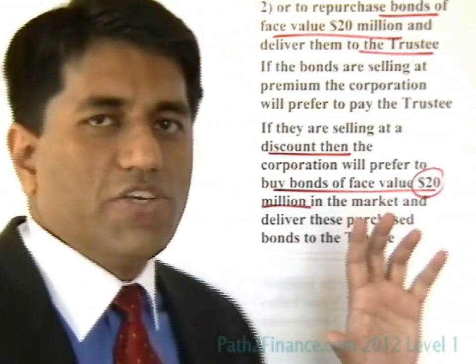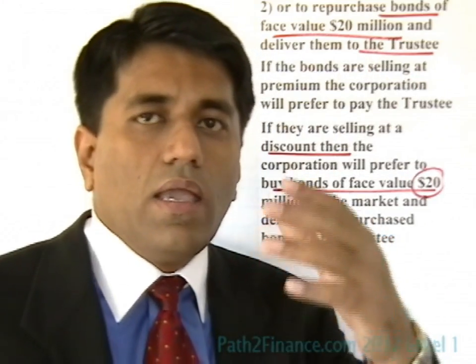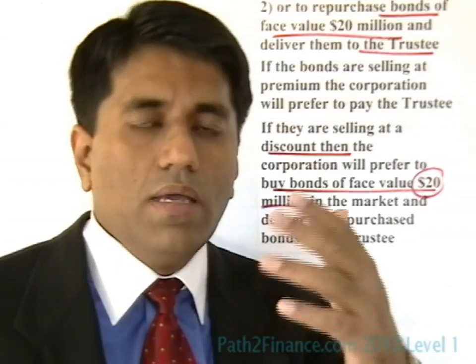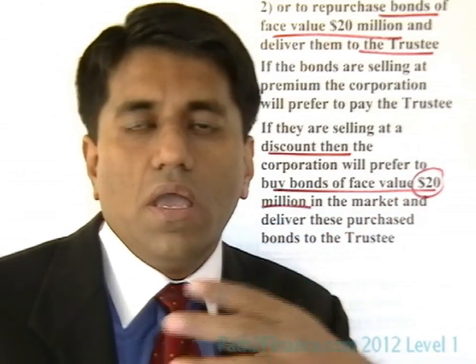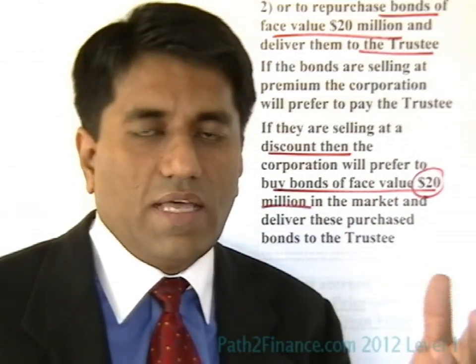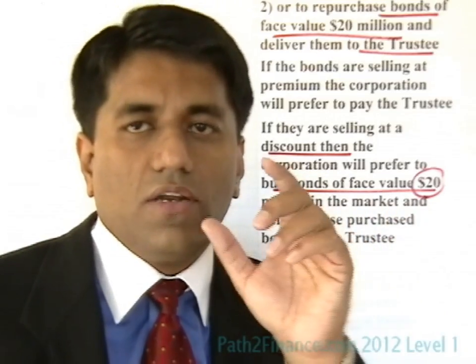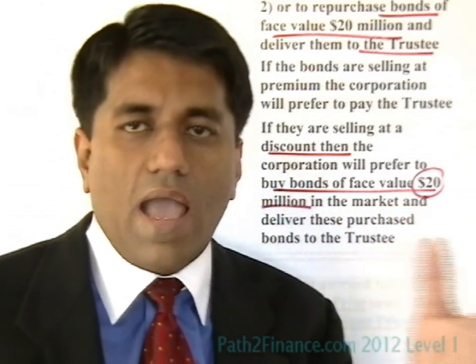In the first situation, where the firm paid the trustee 20 million, as the bonds were at premium, nobody would be willing to sell them to the trustee at par. So what the trustee does in that situation is randomly select bonds worth face value 20 million and call them.